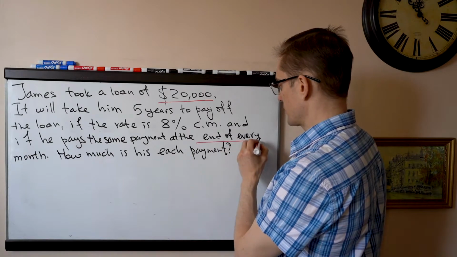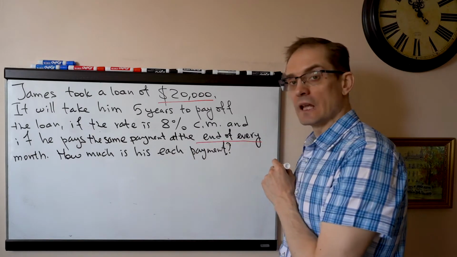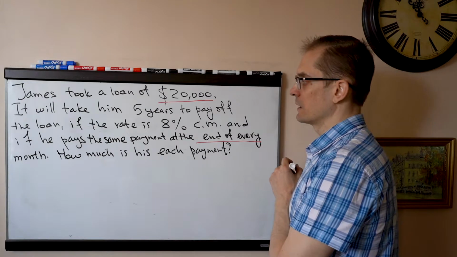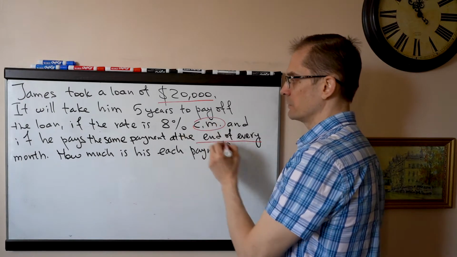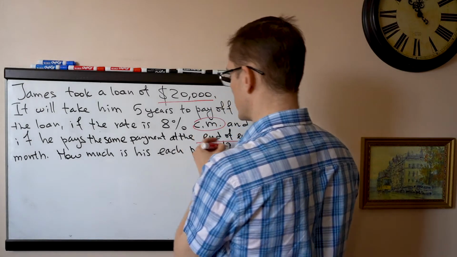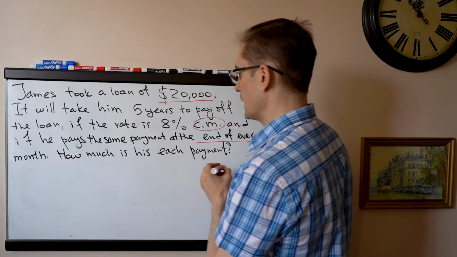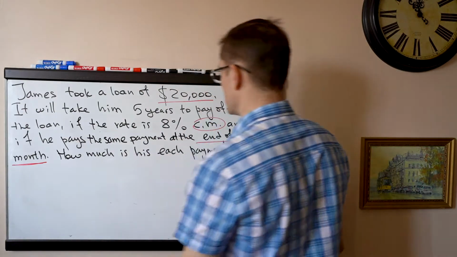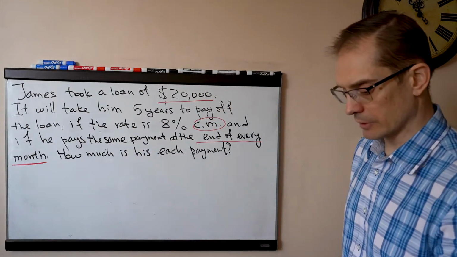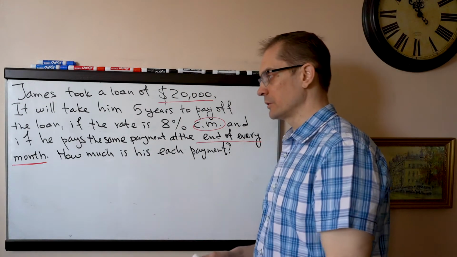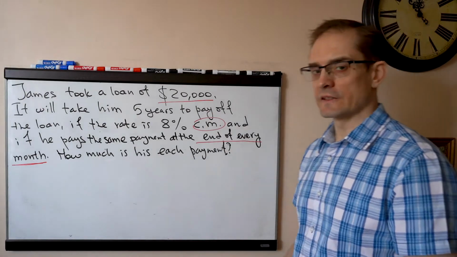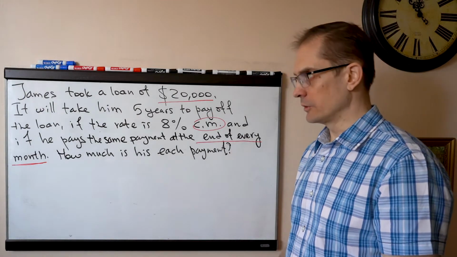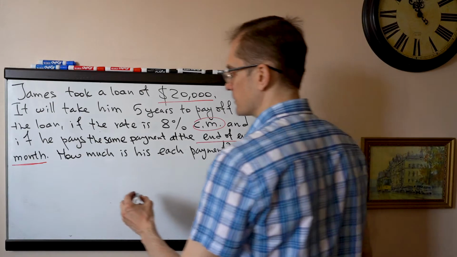Now we also know that this annuity is ordinary because the payment is made at the end of every month. Also we know that this annuity is simple, right? So it's compounded monthly for our rate, and also the payments are every month. So that makes the annuity simple. So it is an ordinary simple annuity, and we have present value for that annuity.